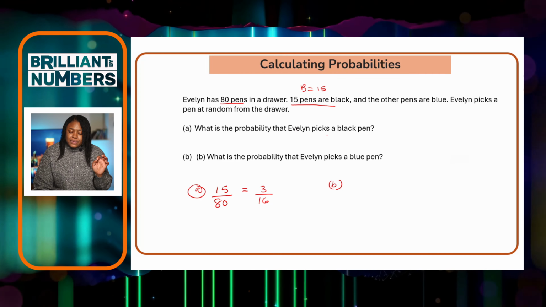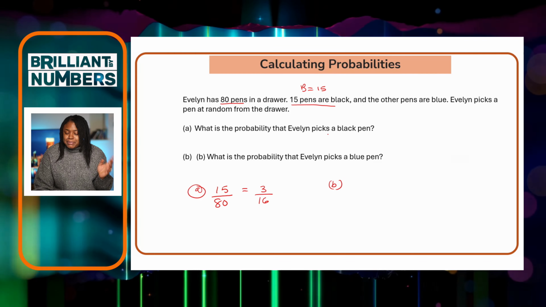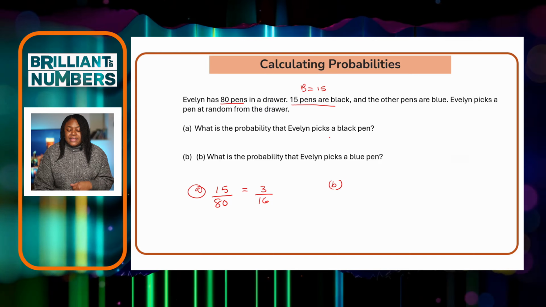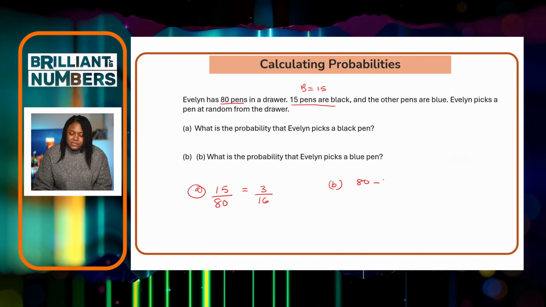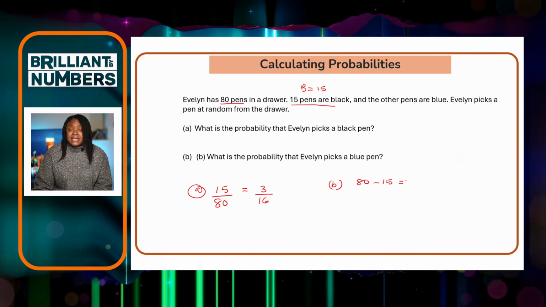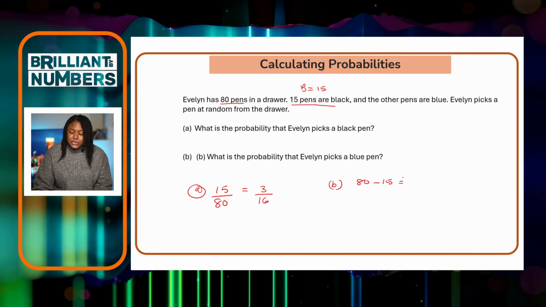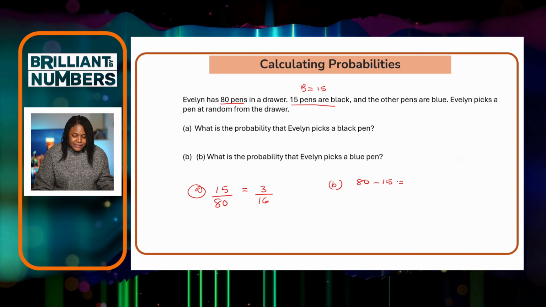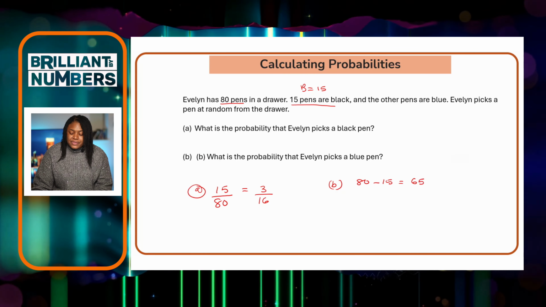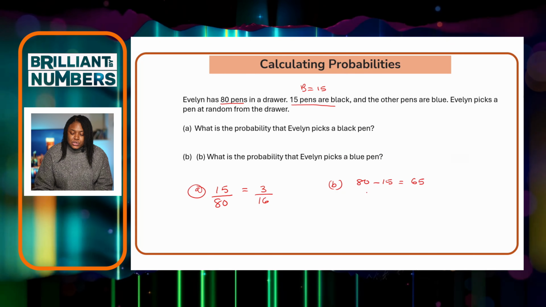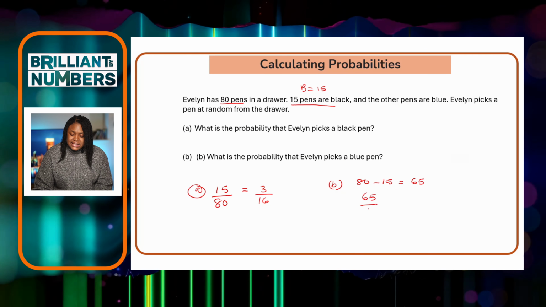So I knew that there were 15 blacks and there was only black and blue in the bag. So I've got to do 80 take away 15, so that I can get what my numerator is going to be. So 80 take away 15 will leave us with 65. So therefore, I can write it's going to be 65 80ths.